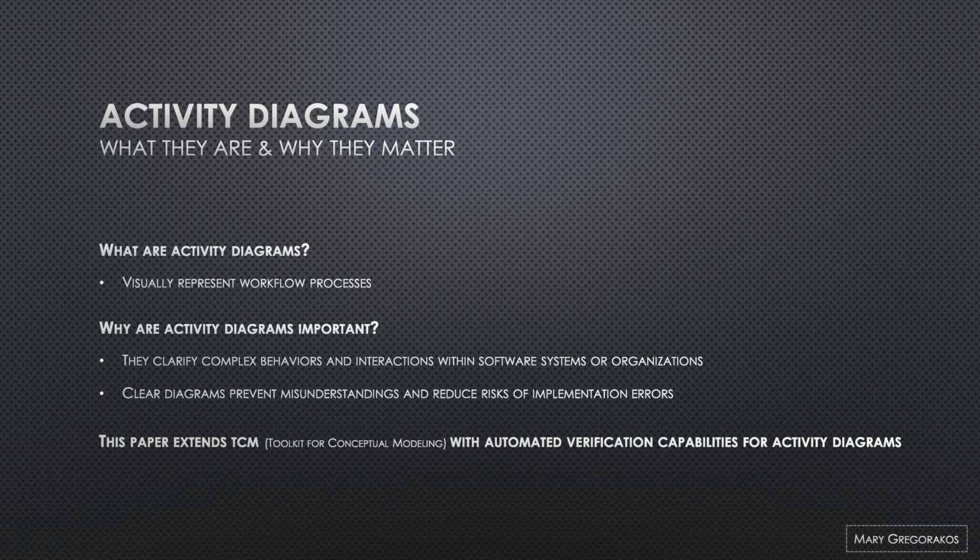So what exactly are activity diagrams? Simply put, they're visual representations of workflow processes that help us understand how systems operate. These diagrams are important because they clarify complex behaviors and interactions within software systems or organizations. When designed clearly, they prevent misunderstandings and significantly reduce the risks of implementation errors.